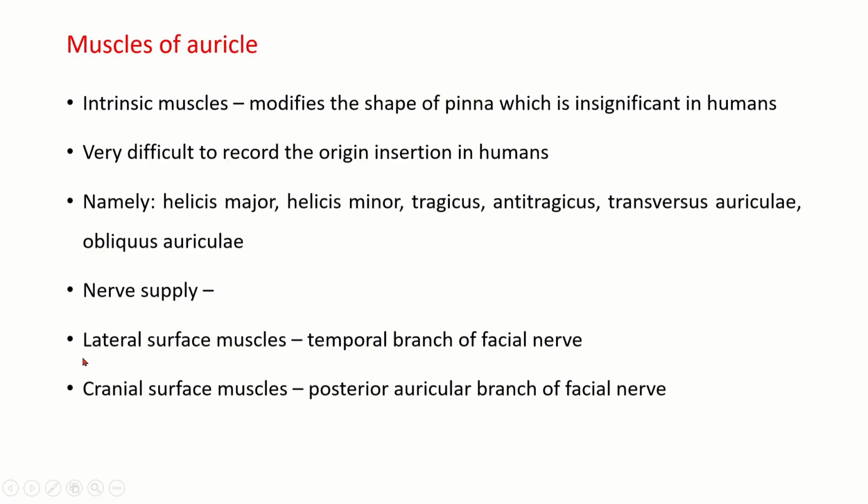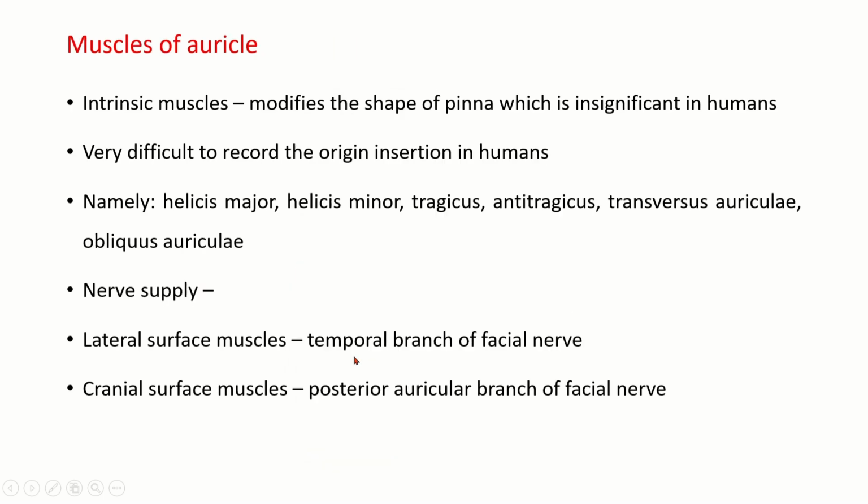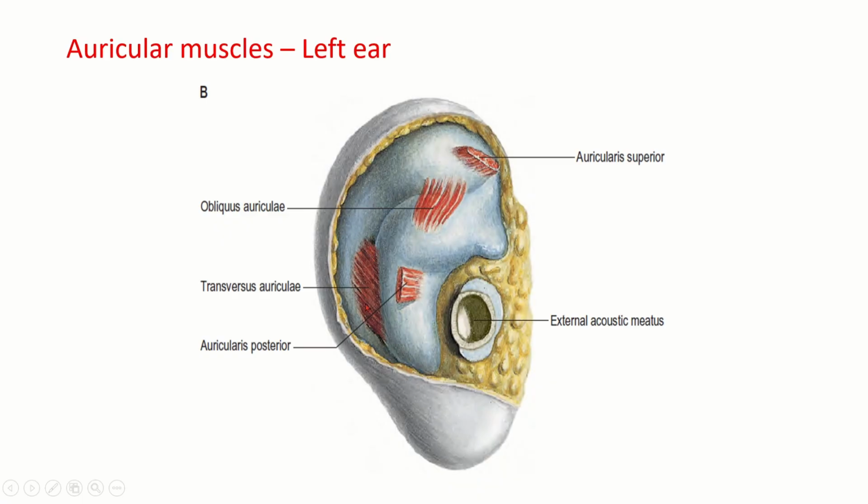Nerve supply. Lateral surface muscles are supplied by the temporal branch of the facial nerve, and cranial surface muscles are supplied by the posterior auricular branch of the facial nerve. So you can see here helicis major, helicis minor. You can see the tragicus and antitragicus. Earlier in this diagram I have shown the transversus auriculae and obliquus auriculae.